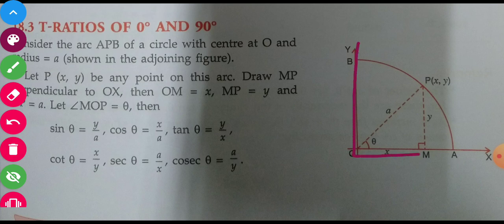This is the y axis, this is the x axis, and then we have drawn a circle keeping this OB, or OA, as the radius. The circle cuts the x axis and y axis. We have taken one random point P on the arc of that circle, which has the coordinates x and y.